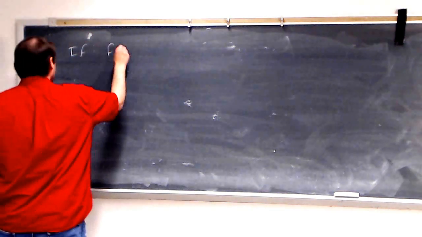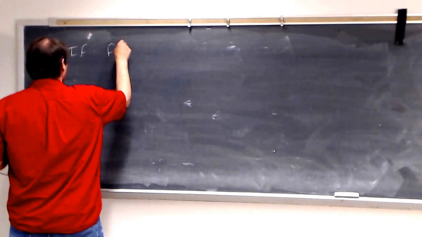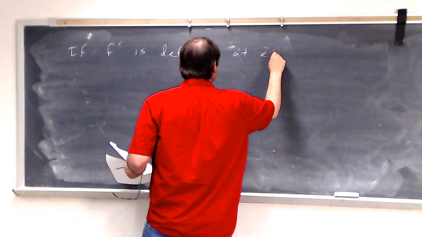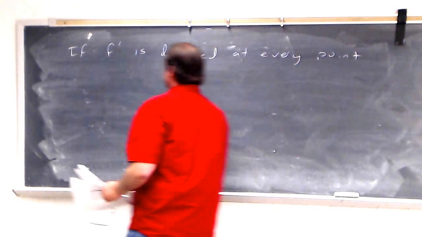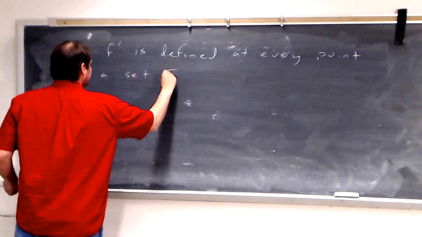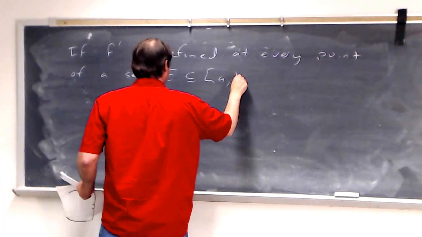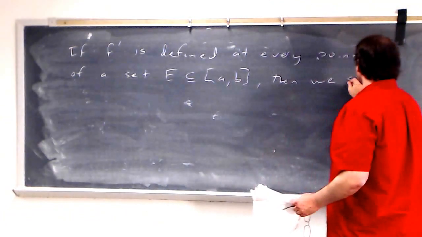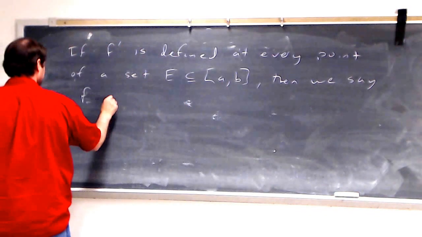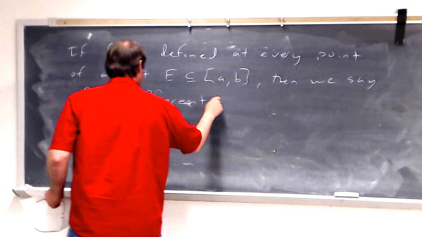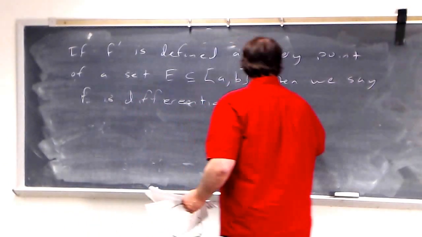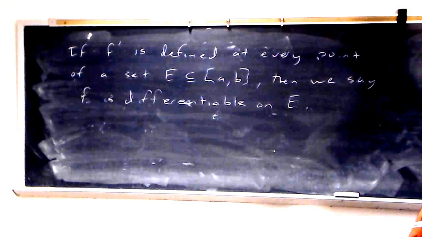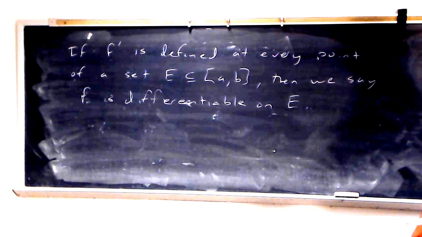If f prime is defined at every point of a set E that's a subset of the closed interval from a to b, then we say f is differentiable on E. Now, we have seen an example where f was not differentiable, and that was the previous example that we did.